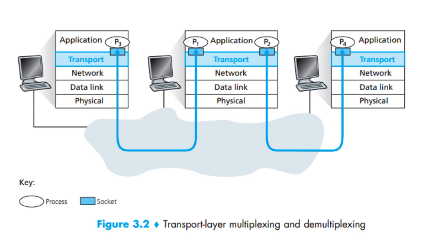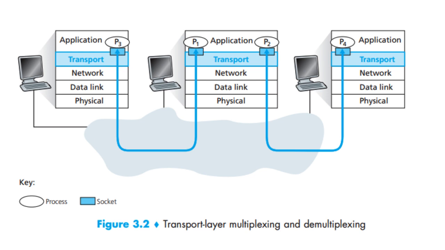Although we have introduced multiplexing and demultiplexing in the context of the internet transport protocols, it's important to realize that they are concerns whenever a single protocol at one layer, at the transport layer or elsewhere, is used by multiple protocols at the next higher layer.